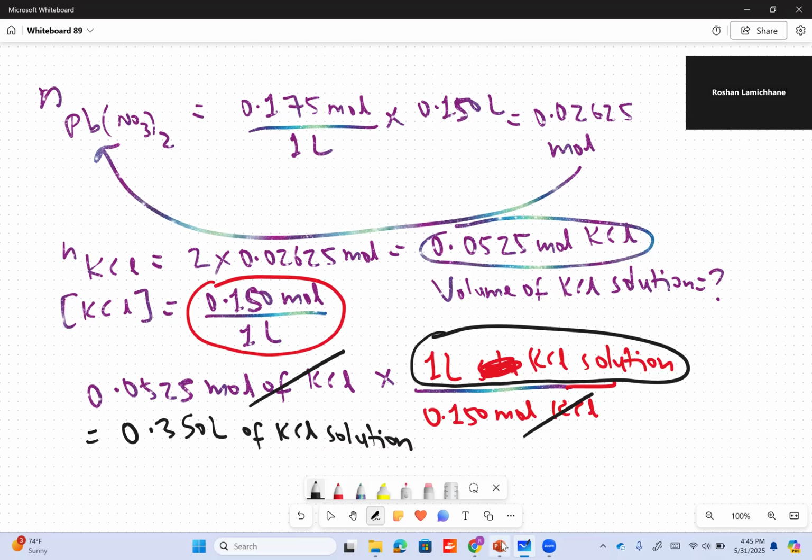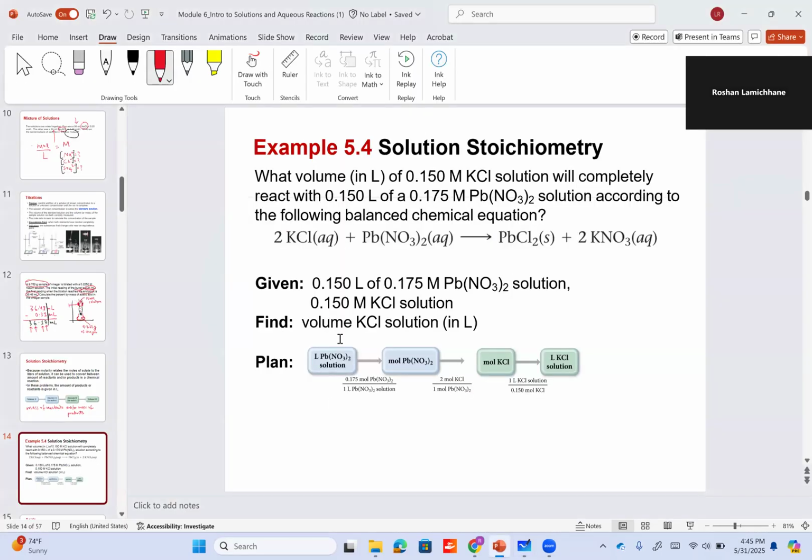Again, what I did was follow this plan, a roadmap, whatever you want to call it. I used the molarity and the volume of lead(II) nitrate to give me the moles of lead(II) nitrate. After I figured out the moles of lead(II) nitrate, the balanced reaction tells me that 2 moles of KCl react with 1 mole of lead(II) nitrate, and that is why I can use this stoichiometric ratio to figure out the number of moles of KCl. And finally, after I have the moles of KCl, I use that and the concentration of KCl in molarity to figure out the volume of the KCl solution in liters.